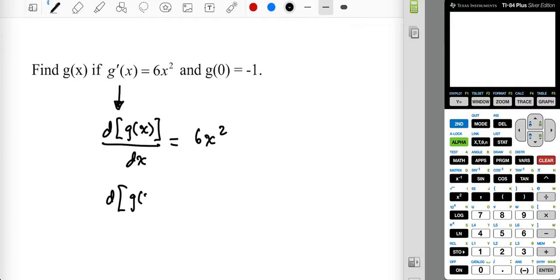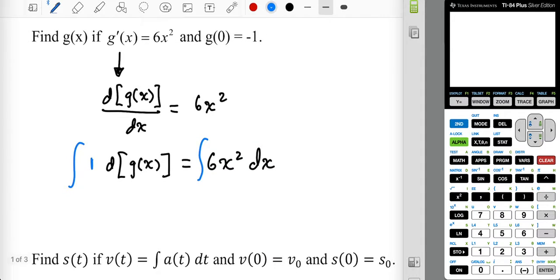Now let's get it in differential form. d g of x would be the same as saying 6x squared dx, just multiplying both sides by dx. Now if I integrate both sides, understood 1 here, the antiderivative of 1 with respect to g of x. Right, so if it were with respect to x, I would say it's x. If it were with respect to q, I would say it's q. So if it's with respect to g of x, it's going to be g of x.